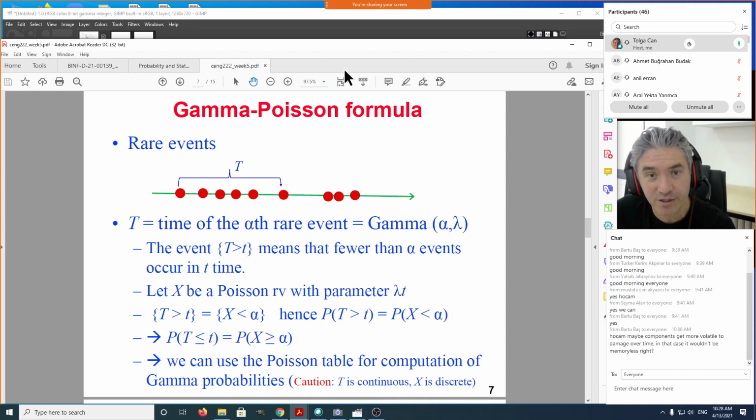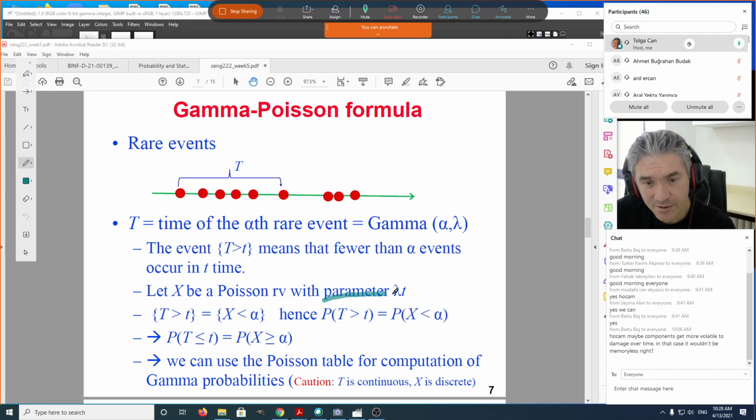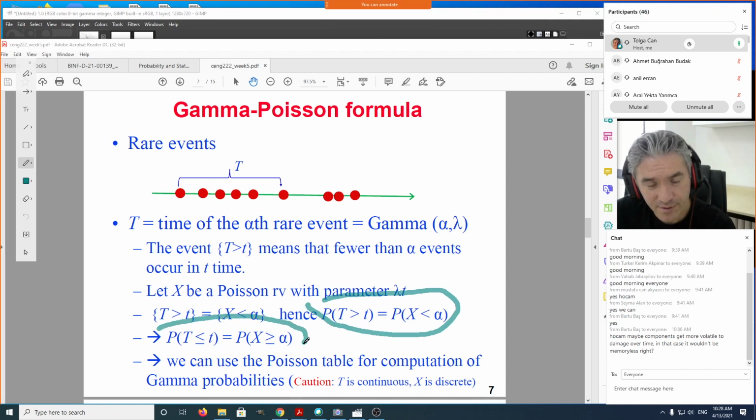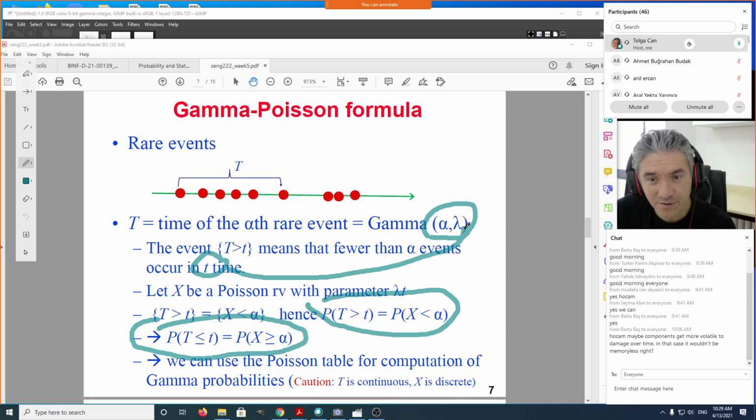So these two equations that you see here, depending on what is asked of you, are called the Gamma-Poisson formula. You will be given these two things, for example. If you're asked a probability about a time, you're going to multiply these two things, lambda and t, to get your Poisson random variable with that specific lambda for that problem. So it will be a Poisson random variable with lambda equal to lambda times t.